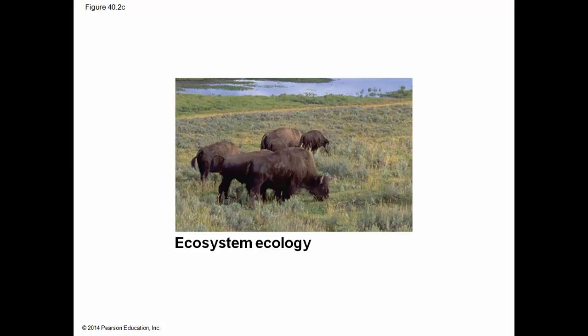An ecosystem is a community of organisms in an area and the physical features with which those organisms interact. Ecosystem ecology emphasizes energy flow and chemical cycling between organisms and the environment. What factors control photosynthetic productivity in the temperate grassland ecosystem?